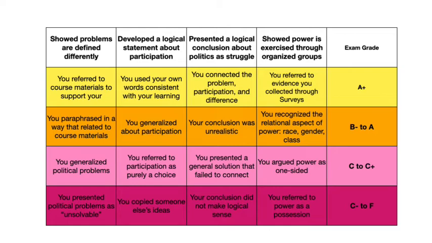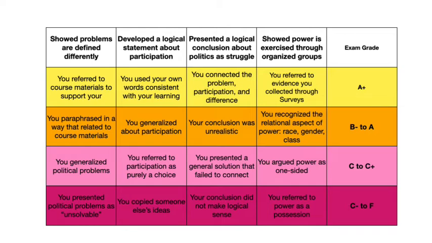You've recognized the relational aspect of power, race, gender, and class, so you're starting to make sense of the system. You're showing me that you don't necessarily understand the abstract ideals, but you're starting to understand it on a very practical level, probably in your own life, and so you'll refer to those experiences. You will probably have referred to the work you're doing on the surveys, but you might not have fully followed that assignment, or you might be struggling with it. And so again, this will put you in the B- to A range.